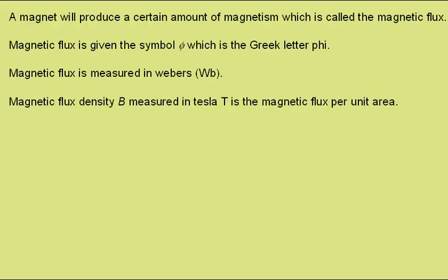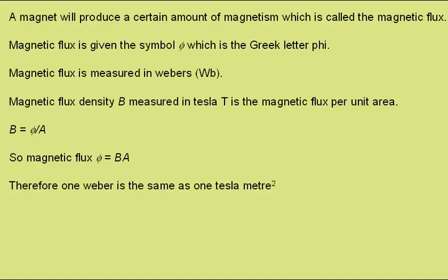Magnetic flux density, given the symbol capital B, which is measured in Tesla, capital T, is the magnetic flux per unit area. Or we can write that B is equal to phi over area A. So magnetic flux phi becomes magnetic flux density B multiplied by the area A. Therefore 1 Weber is the same as 1 Tesla meter squared.